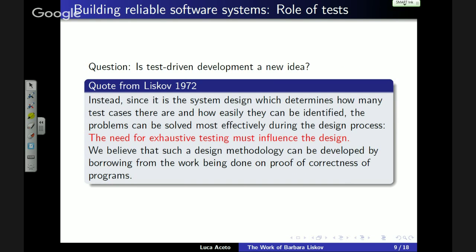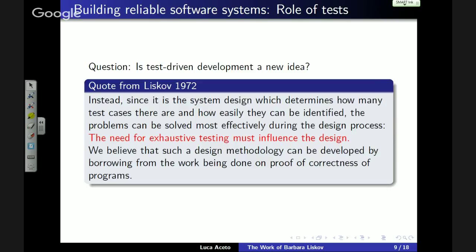Let me use another quote, just to make you ask yourself today. One of the big buzzwords is test-driven development. You should develop your system so that you think at all times, how am I going to test it? Is this a new idea? Well, this is a quote from the 1972 paper where she says, okay, we have debugging to check whether our systems actually do what they're supposed to do. But debugging is kind of a last resort.